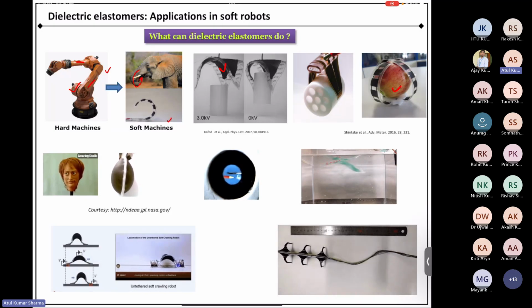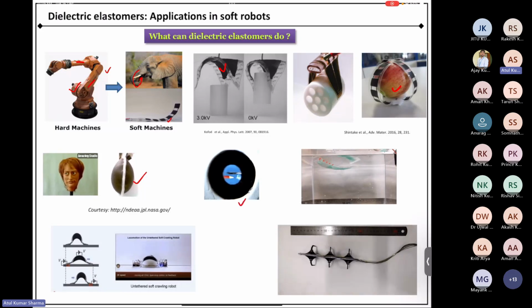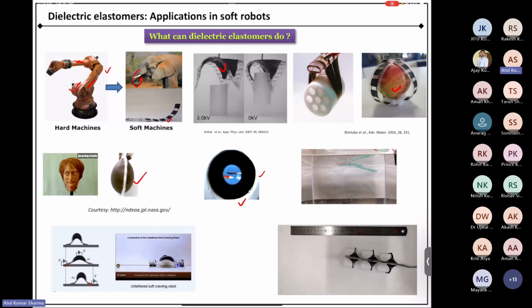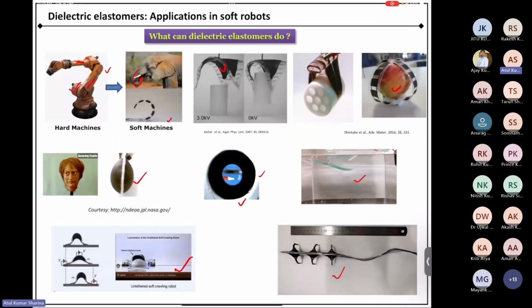Another application you can see is in biomimetic actuation. Here this mimics the facial expression of a human. If we talk about lenses, a conventional lens has a fixed focal length once it is manufactured. But if we use soft material, we can have a variable focal length as well. There are other applications, like swimming, crawling robots and walking robots. These have already been covered, so I'm not going into detailed discussion of these things.